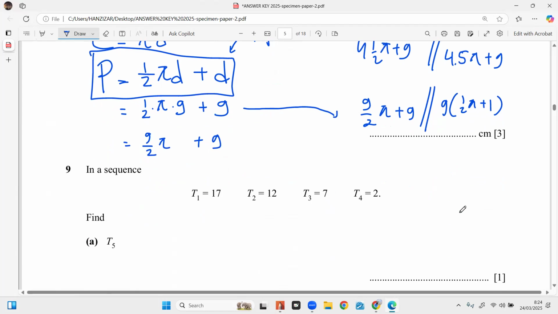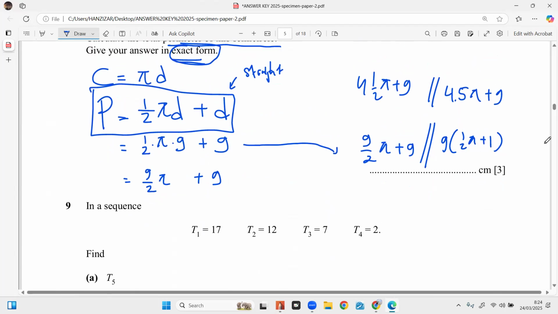Pi 9 pi plus 18 over 2. Oh, Sir. How? 9 pi plus 18?